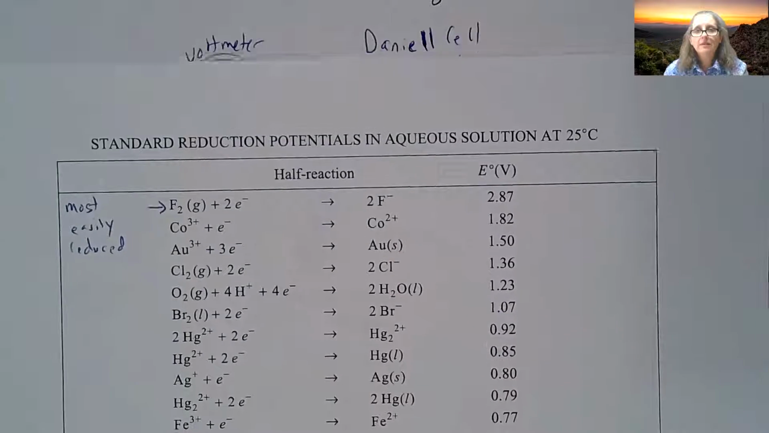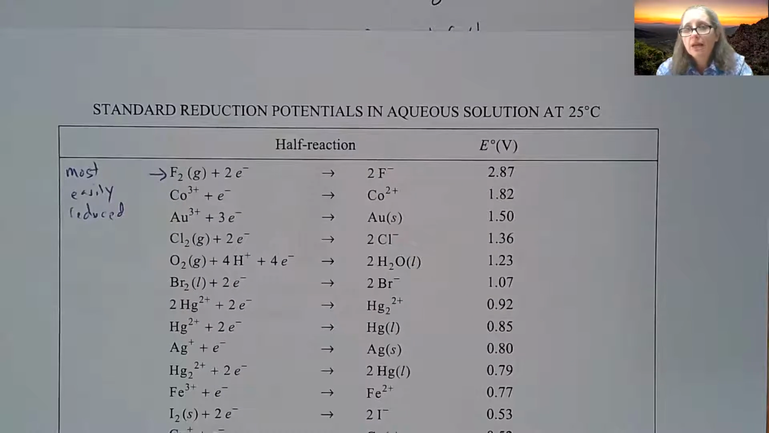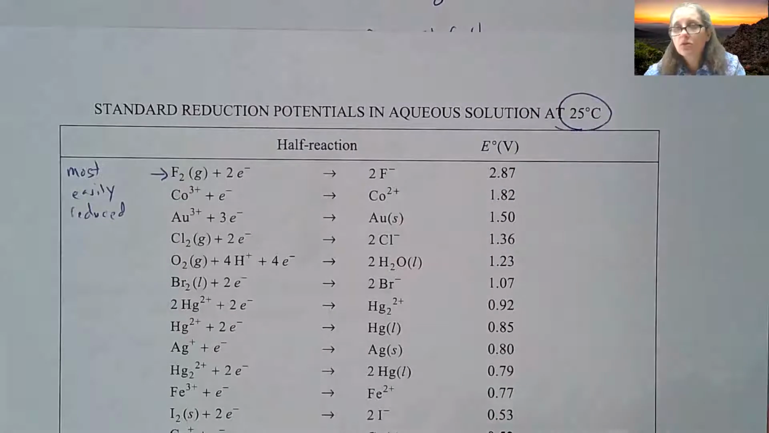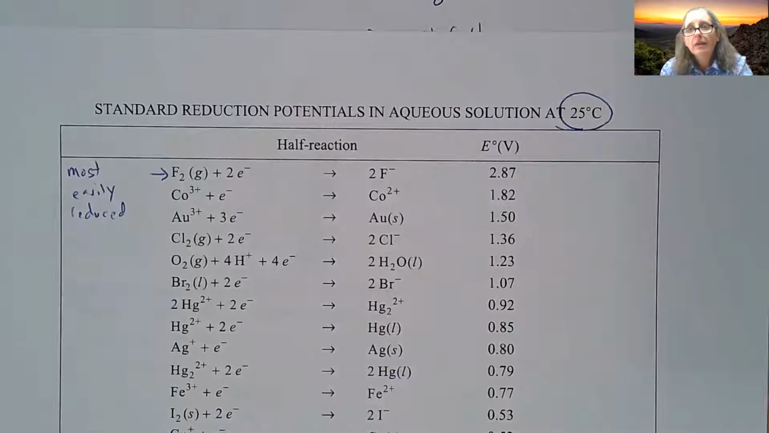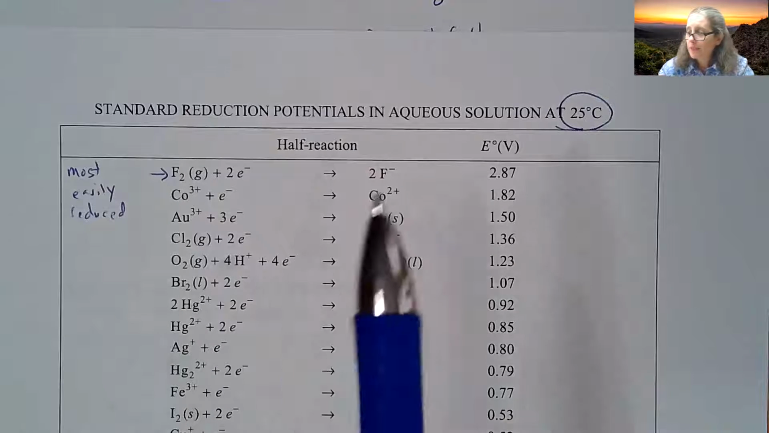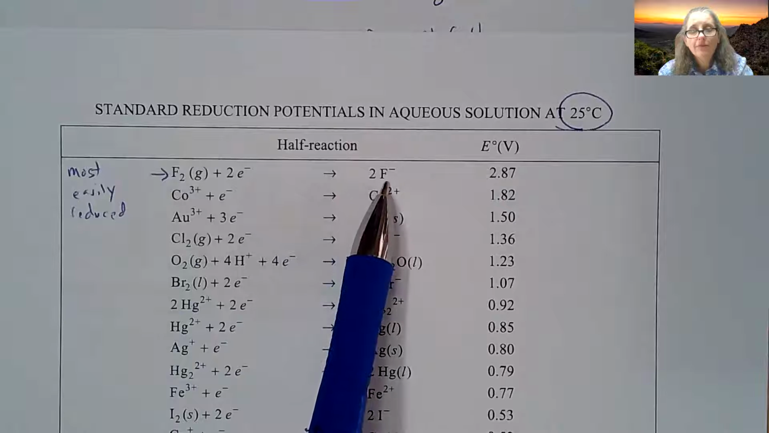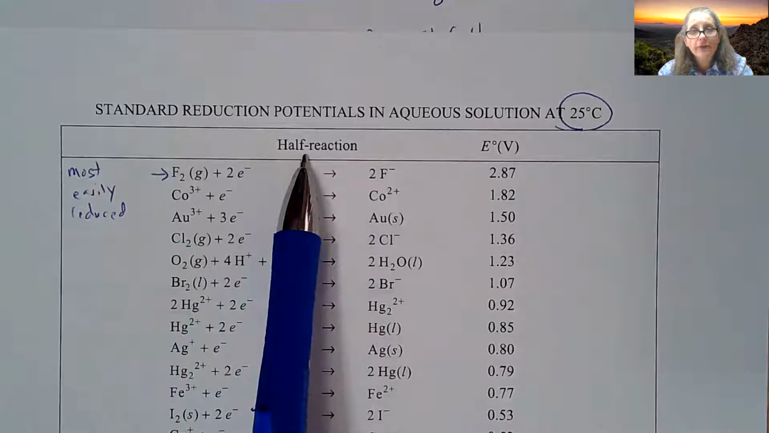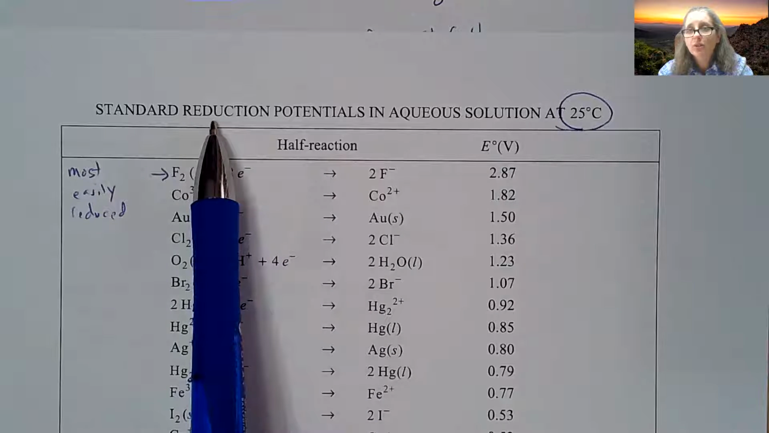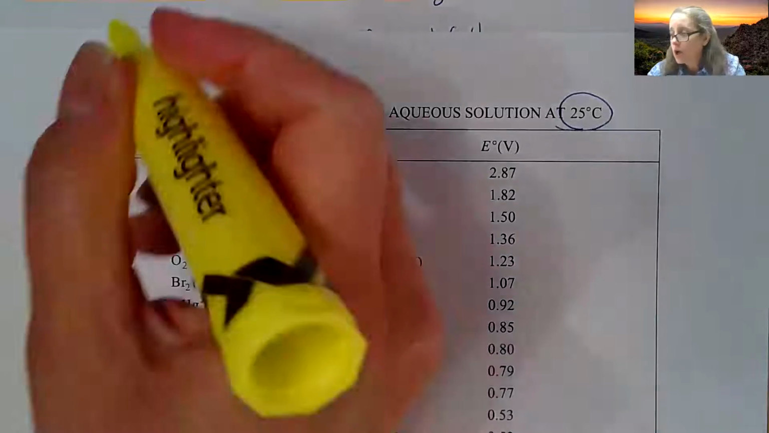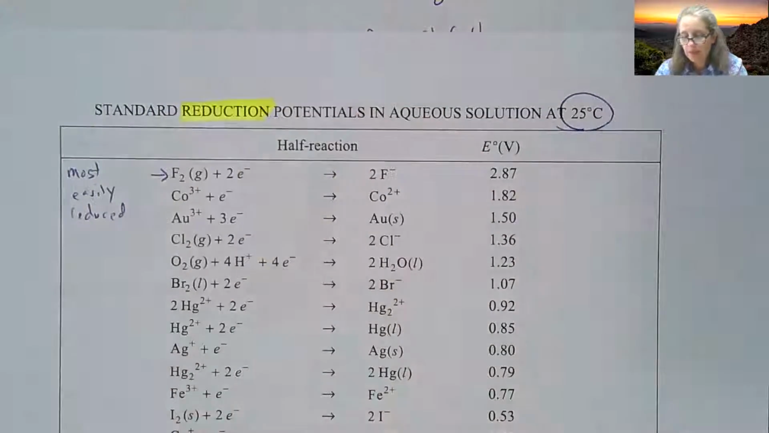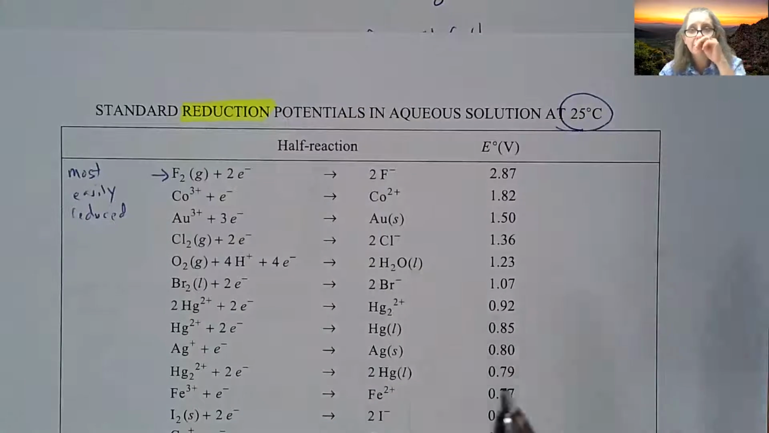So this was a table that they used to give on the AP test for you to use. And realize that this is under what we call standard conditions of 25 degrees Celsius, like everything else we've seen in the last chapter with thermo as well. So up here on the top is F2 plus 2 electrons goes to F minus. So realize these are all half reactions and they're all reduction potentials, meaning these are all reduction reactions. So you will see the electrons are always on the left-hand side.